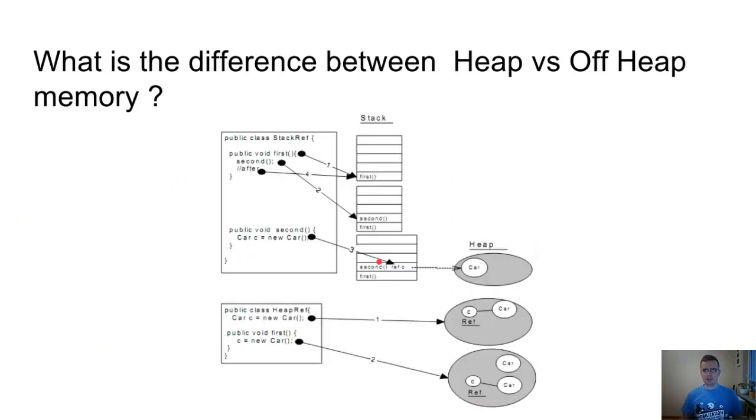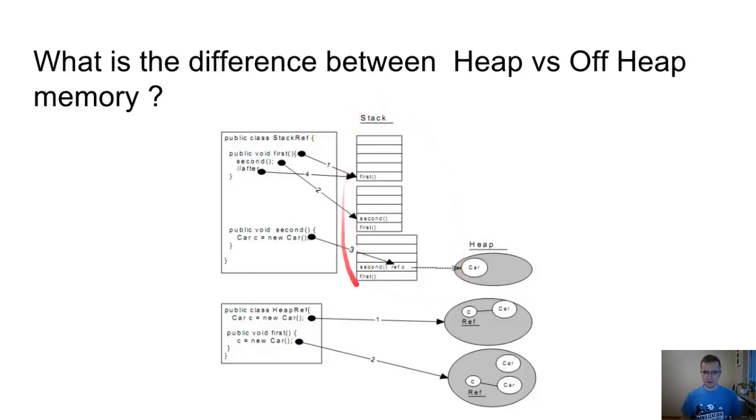What is the difference between heap and off-heap memory? We have an example here. We have a StackReference class with a first method, which runs the second method. And as you can see here, in stack memory, a stack frame is created for each method.